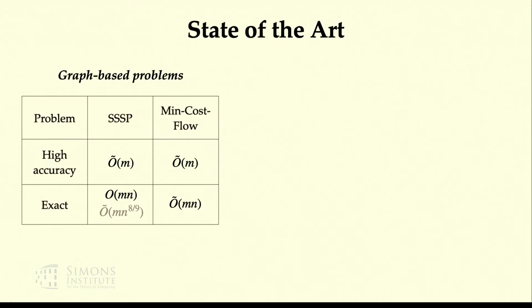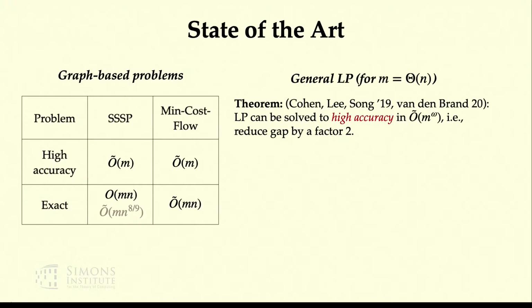But yeah, let's say until a month ago or so, the gap between high accuracy and exact for these graph problems was linear. Okay. Now, what is happening for general LP in the regime where we do not have many more variables than constraints? Then we've seen already these high accuracy results where you can reduce the optimality gap by a factor of 2 in m to the omega, where omega is the fast matrix multiplication exponent.